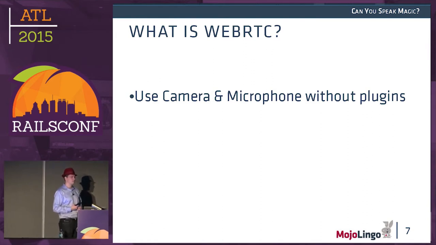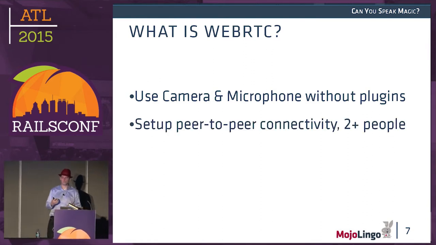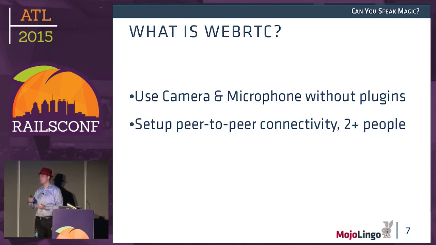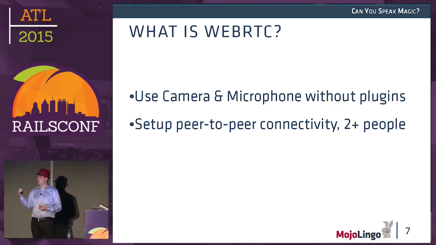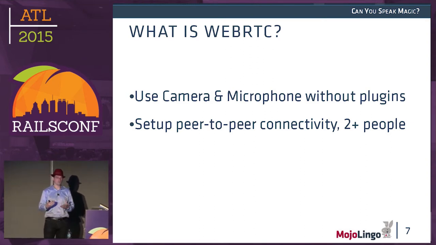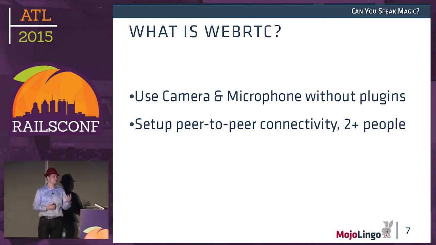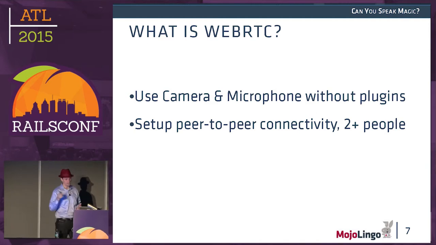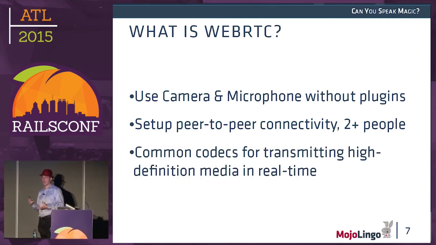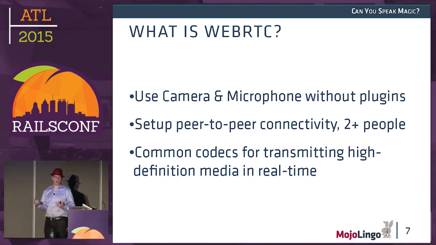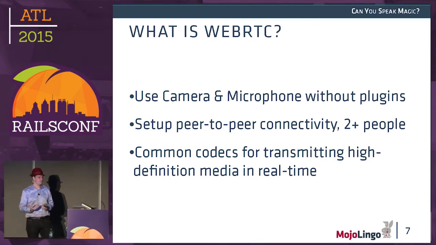WebRTC additionally has functionality built in to establish peer-to-peer connectivity between two or more parties. This is an interesting point, which I'll touch on more in a minute, but connectivity across the internet can be really tricky with NAT, firewalls, and things like this. So WebRTC has functionality built in to help traverse connections and firewalls. And the last thing it provides is a common set of codecs for actually exchanging high-definition media. I'll talk more about that in just a second as well.